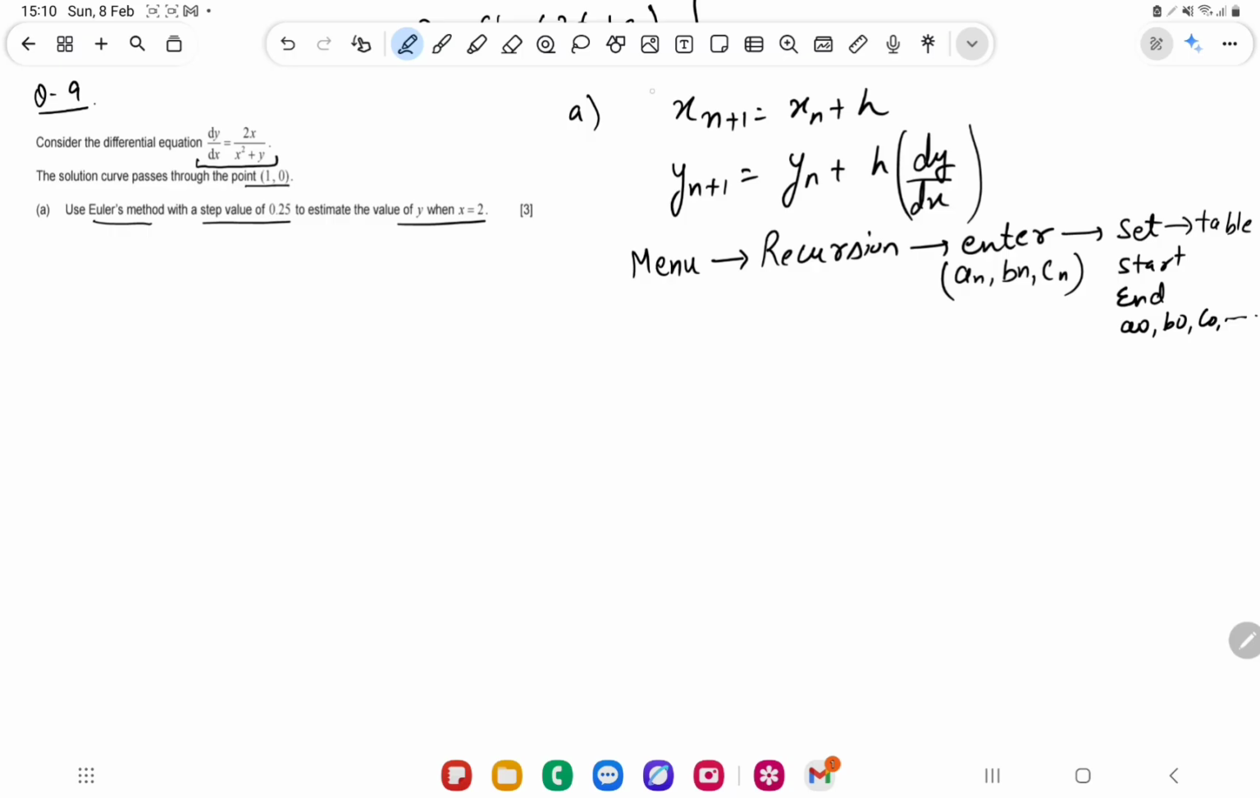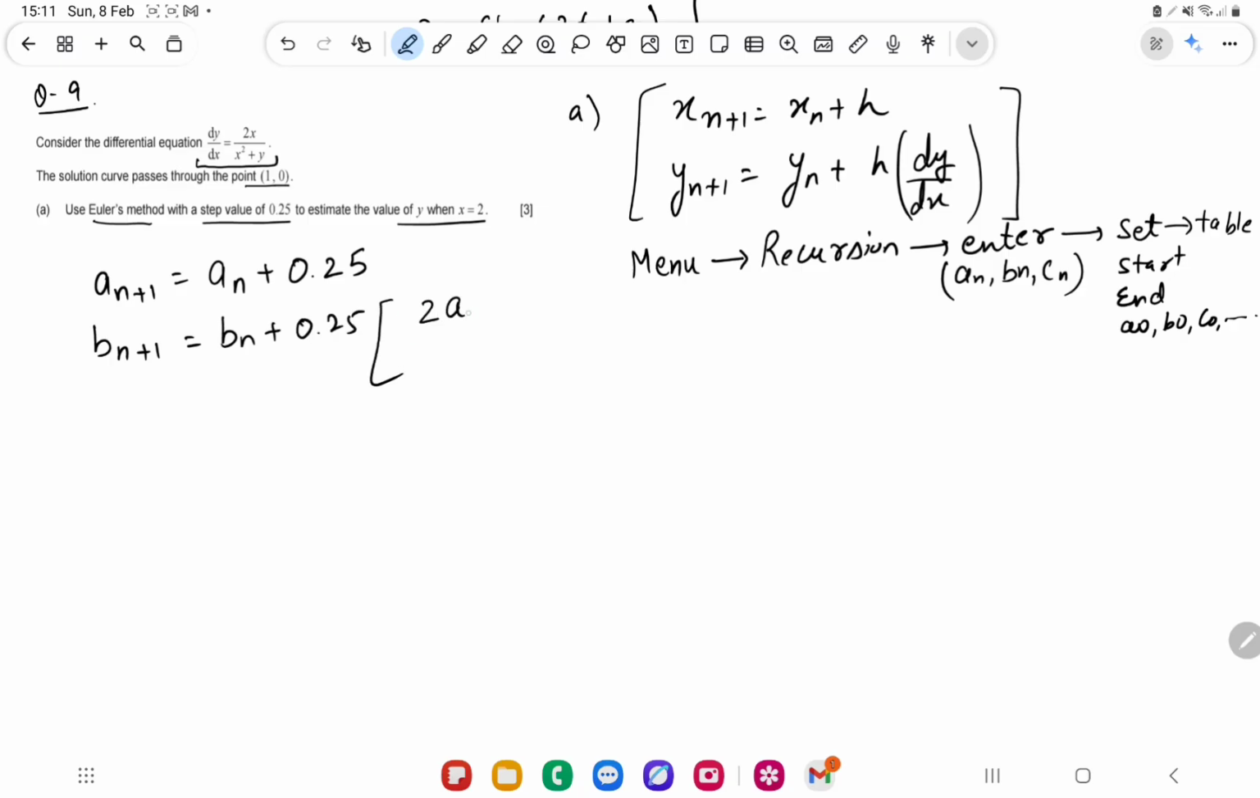Now how will you relate this to the formulas given in your formula booklet? In your calculator you will see a(n plus 1). It means my x is related to an and my step value is given to me as 0.25. And bn is related to yn. So I can write it as 0.25 into 2an, because x is related to an, over an squared plus bn. So this is what you have to enter in your GDC.